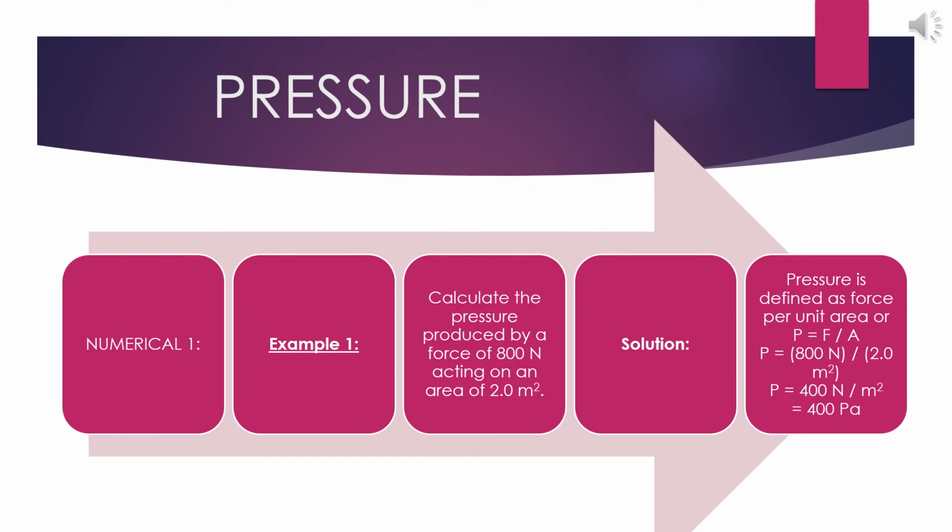To have a clearer picture of this formula of pressure, let's solve one numerical. Numerical means a sum. Numerical 1, example 1: calculate the pressure produced by a force of 800 Newton. I have discussed earlier that we measure force in Newton, so 800 Newton is the magnitude of force. The force is 800 Newton, and the area on which it is acting is 2.0 meter square.